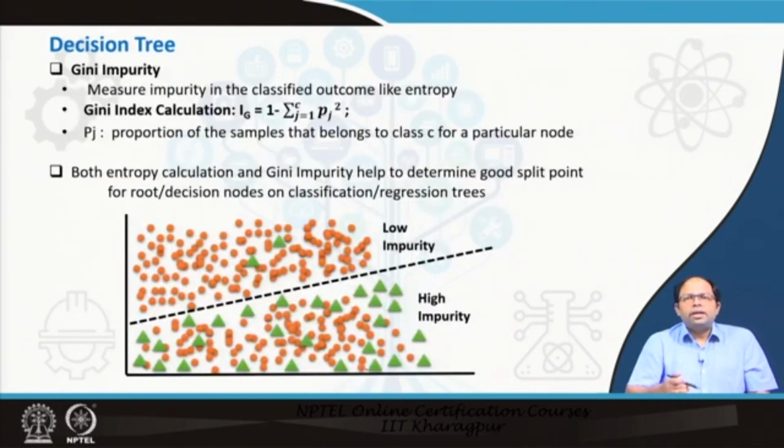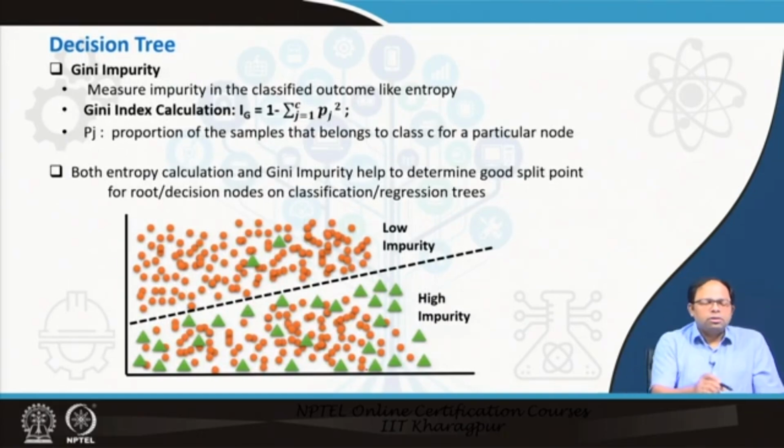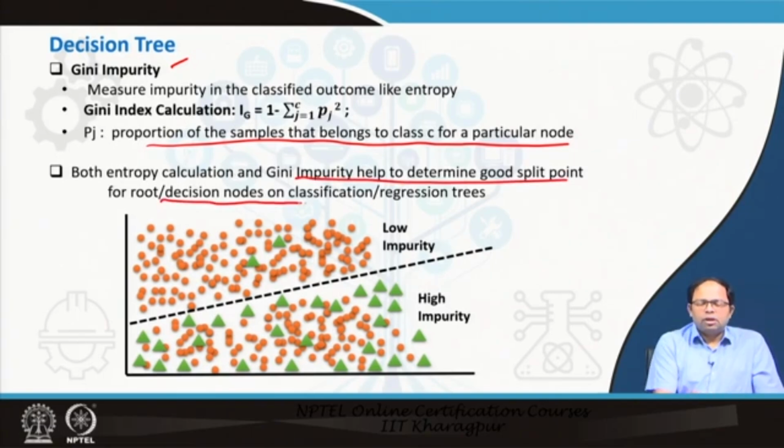Along with entropy, we can also use something called Gini impurity. This is a similar kind of measure which measures the impurity in the classified outcome, like entropy. The Gini index calculation is IG equal to 1 minus the summation, j equal to 1 to C, of Pj square. Again, 1 to C are the different classes, and Pj is the proportion of samples that belong to class j for a particular node. This is an easier way to calculate. Both entropy calculation and Gini impurity help to determine a good split point for root decision nodes on classification and regression trees. So, these are the final outcome.